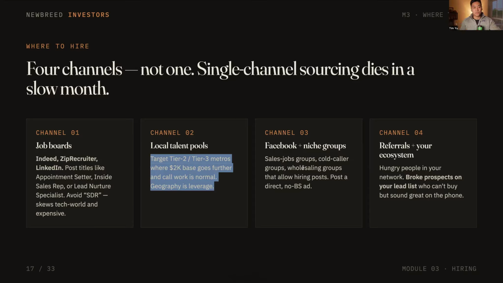So that's what you want to focus on when you're looking for these people. And you can search that in Indeed, right? You can say, where are you from? Oh, I'm from Indianapolis. Okay, that's someone that I'm interested in hiring, because $2,000 goes a lot farther there than hiring someone in a city. Does that make sense? I hope you understand that. And we'll talk more about that in the next slide.